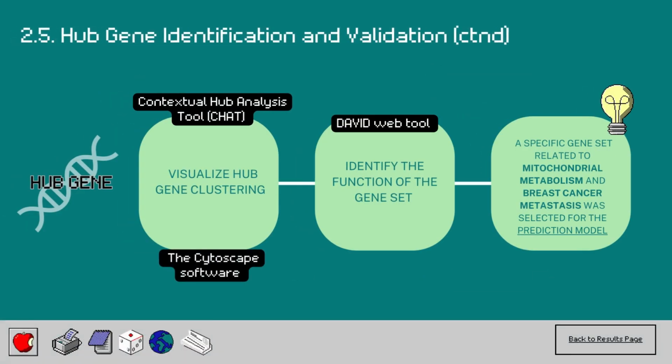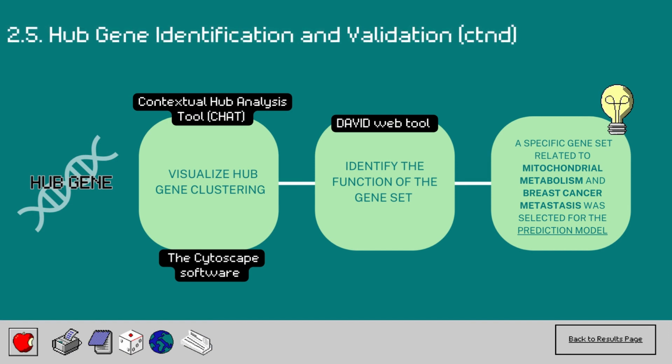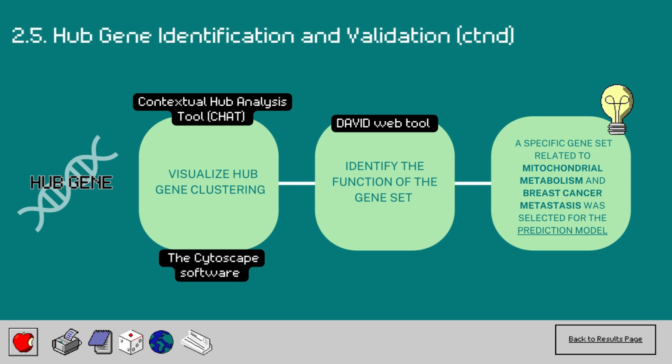What kind of tool can we use to do it? We can use the Conceptual Hub Analysis Tool, CHAT, and the Cytoscape software to visualize hub gene clustering. And to identify the function of the gene set, we can use the DAVID web tool. And lastly, the researchers will select a specific gene set that is related to mitochondrial metabolism and breast cancer metastasis for the prediction model.